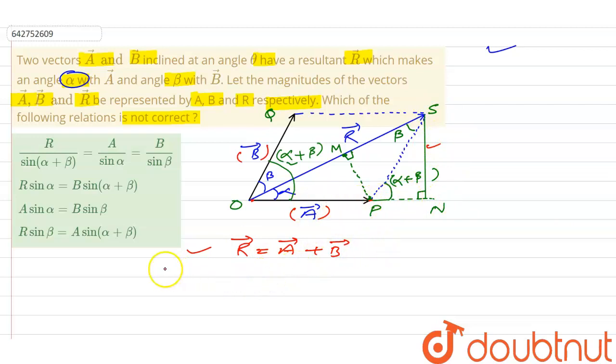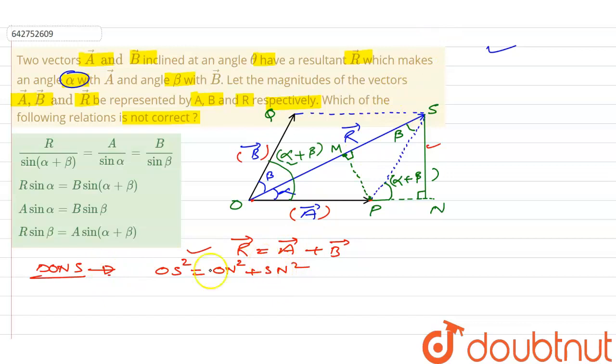We can say that by the Pythagoras theorem, in this triangle ONS, OS is the hypotenuse, so OS square is equal to ON square plus SN square. Now it is very easy to understand.